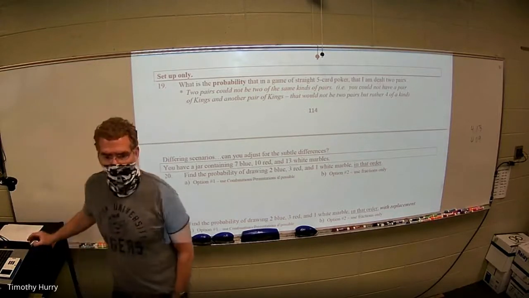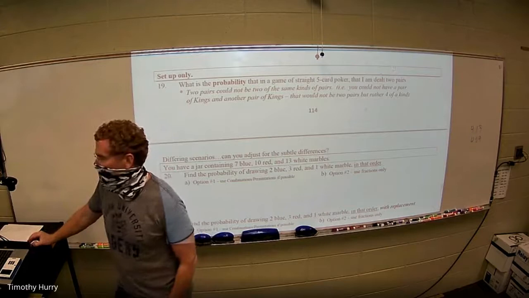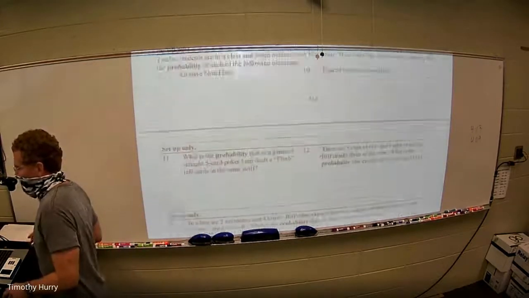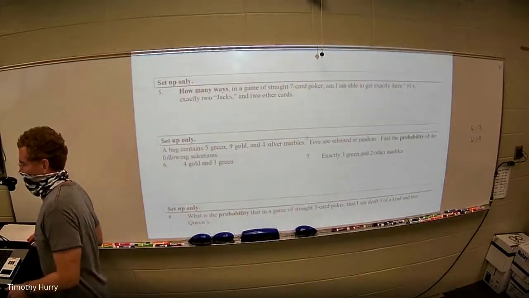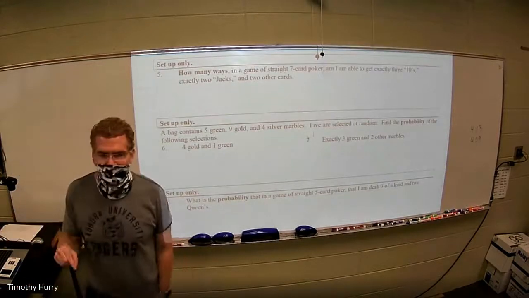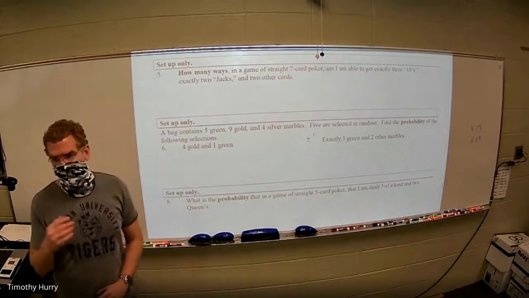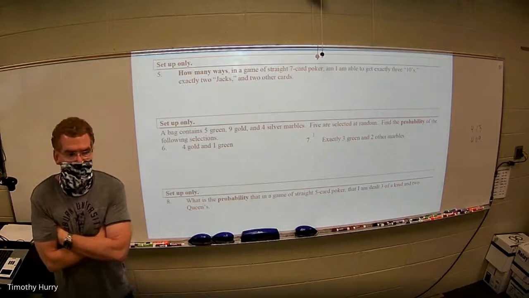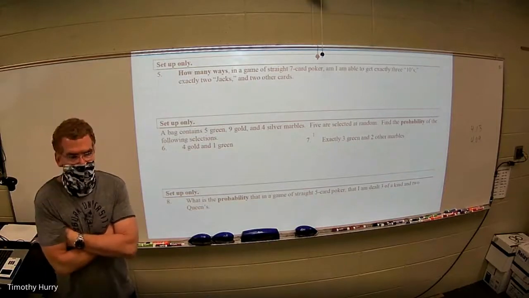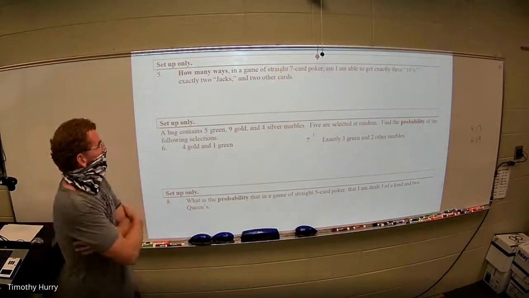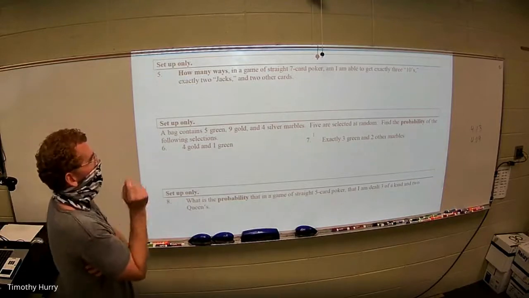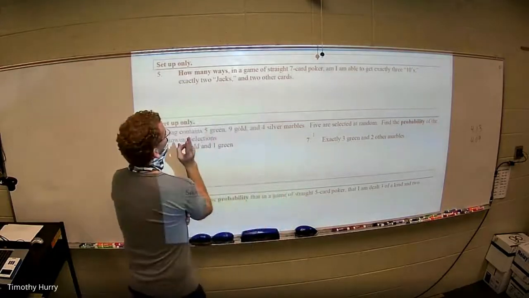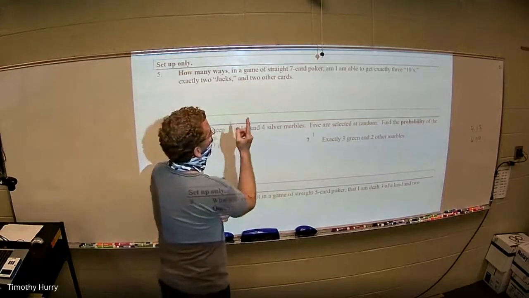Can you do like on page 113, number 5? Yep. And one thing that might help you guys as you're learning this, say things like a great question would be, well, why is what I did wrong? That's a great question to ask because I can point that out if your thinking's just a slightly little bit off, you know? So number 5 says, how many ways in a game of straight 5-card poker am I able to get 3 tens, 2 jacks, and 2 other cards?